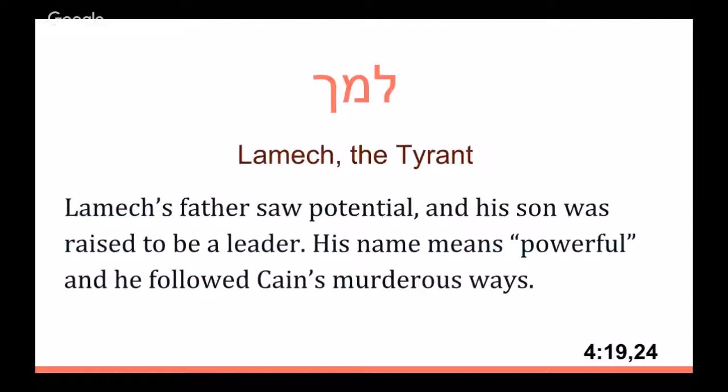Verse 24. It says Lamech was talking to his two wives, and this is the first example of polygamy we know of in the Bible. Lamech had two wives, and he said to them, if the revenge of Cain is sevenfold, then my revenge is seventy-sevenfold. This is an example of someone quoting what God said, because God said to Cain after he killed Abel that if someone tries to kill you, you will get revenge seven times.